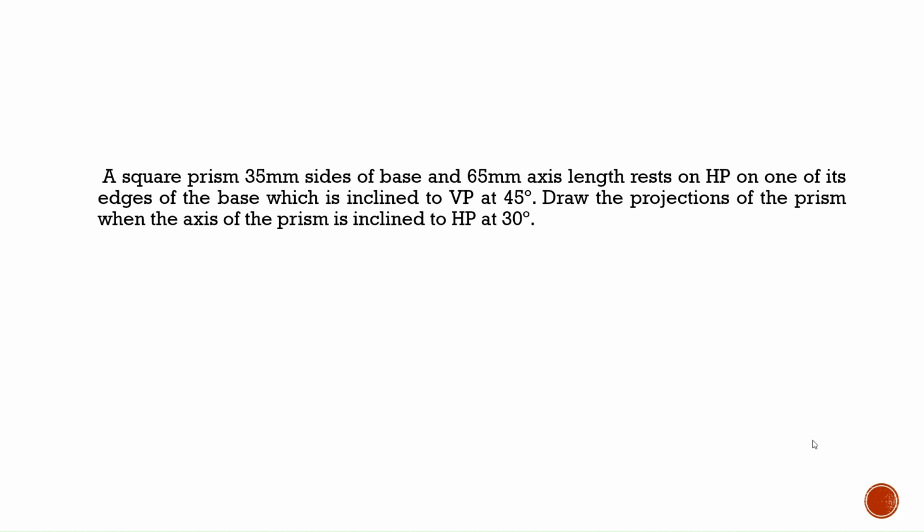Before that, the axis of the prism is inclined to HP at 30 degrees. So we are going to draw the three conditions. In the initial position, it is resting on one of its edges, and then the axis of the prism is inclined to HP at 30 degrees, and also the edge of the base on which it is resting initially is inclined to VP at an angle of 45 degrees. So we'll create a simple 3D model and we'll try to understand the pictorial representation of the orthographic projection of solids.